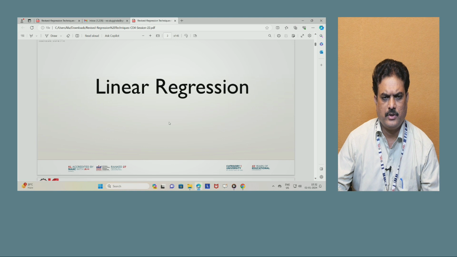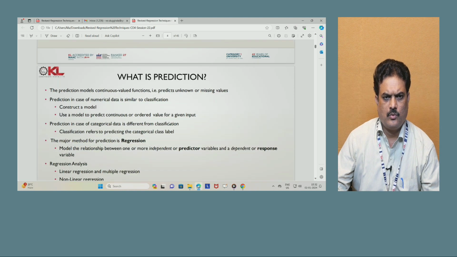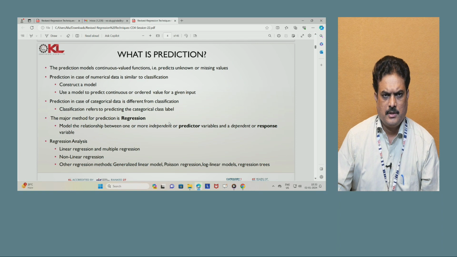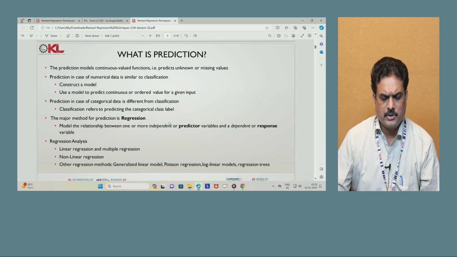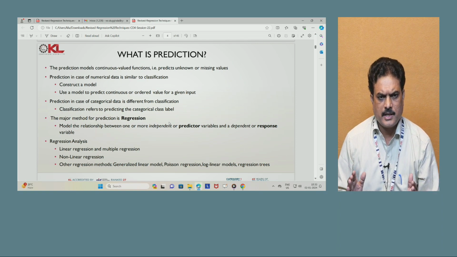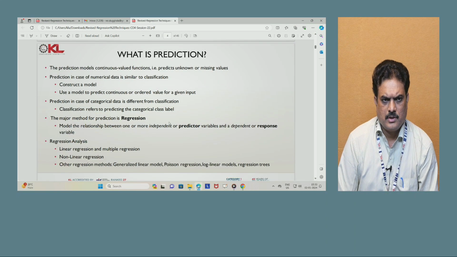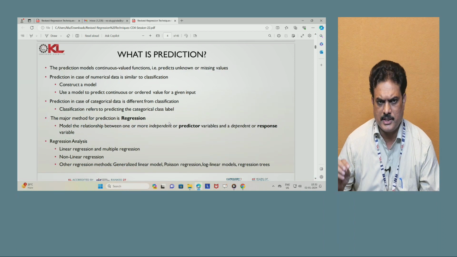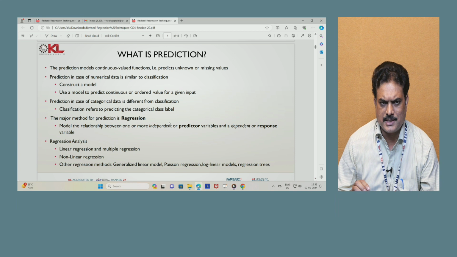So first of all, we have to discuss linear regression. In this unit, linear regression and KNN classifiers. First, what is linear regression? Linear regression is used to model continuous valued functions, that is, it predicts unknown or missing values. So prediction in the case of numerical data is similar to classification.